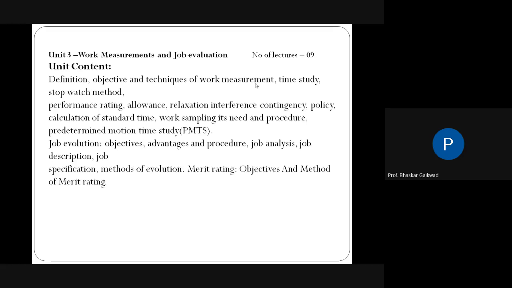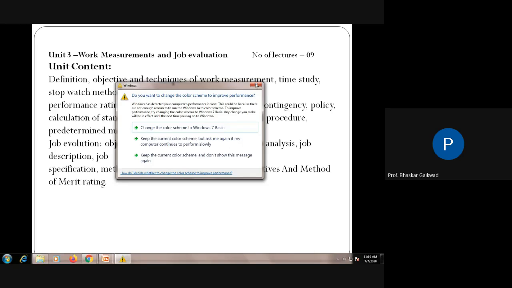Now next is how to calculate standard time. That thing is given; I have already given an idea. A very simple thing is that sometimes questions related to this will be there. How to calculate standard time? It is very simple: observed time into rating plus your allowances. This is the standard formula. You can put some numerical values in this and you will get the standard time.